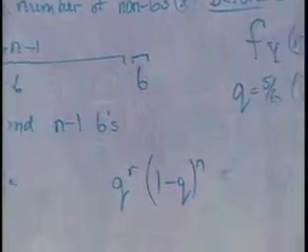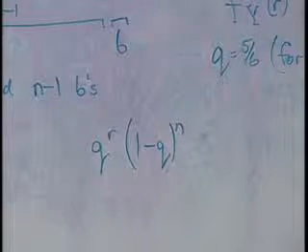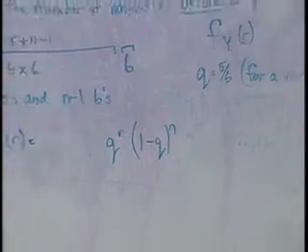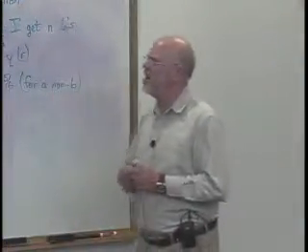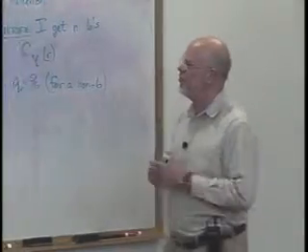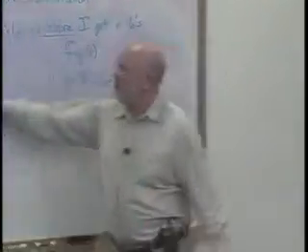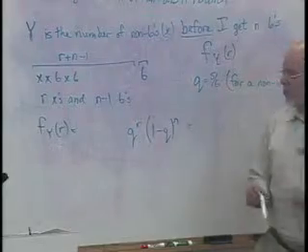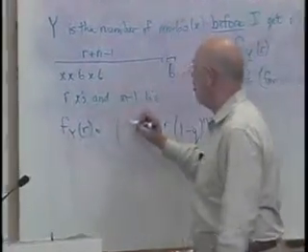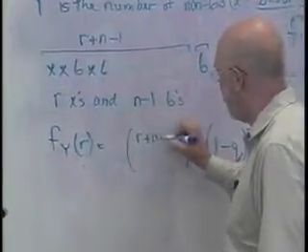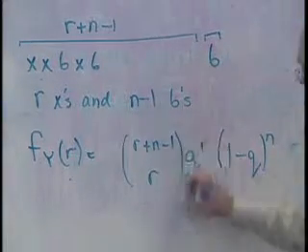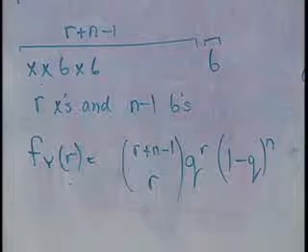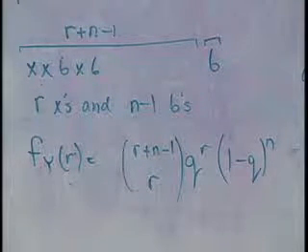Now, there are lots of different ways we can intersperse the 6s and the x's. But basically, out of these r plus n minus 1 positions, we have to select a set of them in which we put an x. So the binomial coefficient is r plus n minus 1, choose r. Now, that's the most conventional way of writing this.